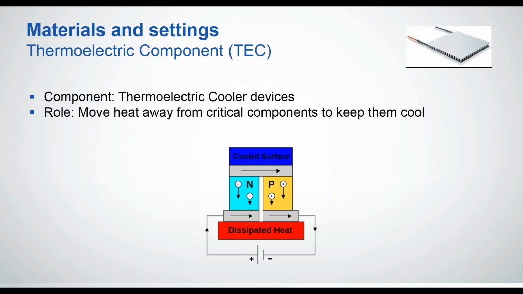So when the current flows through the junctions, as you can see from the scheme, when the current moves in this way, it carries the heat from these junctions. So heat is removed from this surface and is carried to this surface. That's why we get this temperature difference between both of the surfaces. So this surface is kept cool and this is heated.